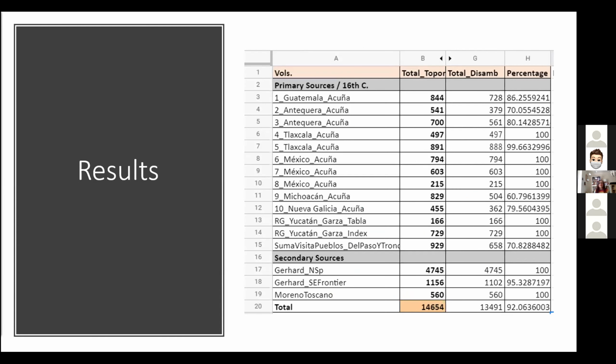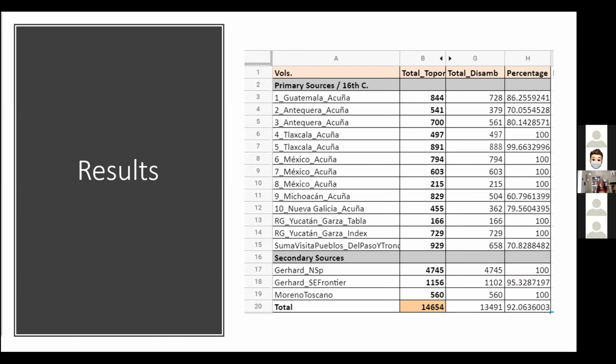Now, in this table, as you can see, are the disambiguation results. In this column, we recorded all the primary sources by volume, and then the secondary sources by volume, the total of toponyms that they contain, the number of toponyms for which we achieved disambiguation from each volume, and then the percentage of disambiguation per volume as well.